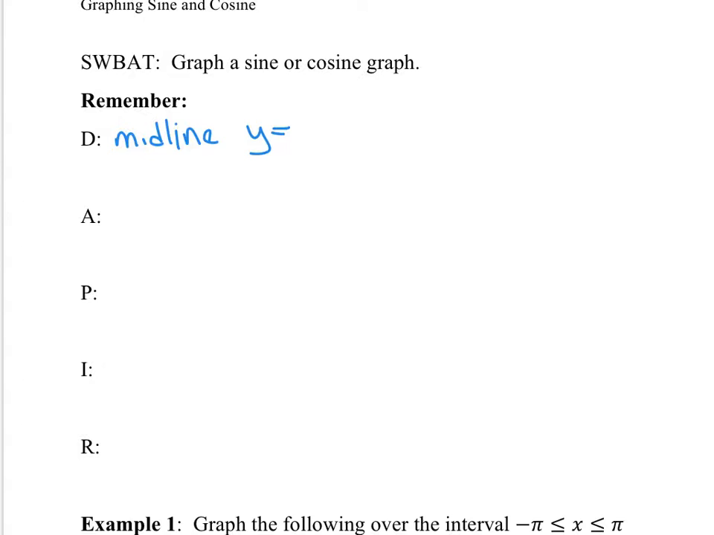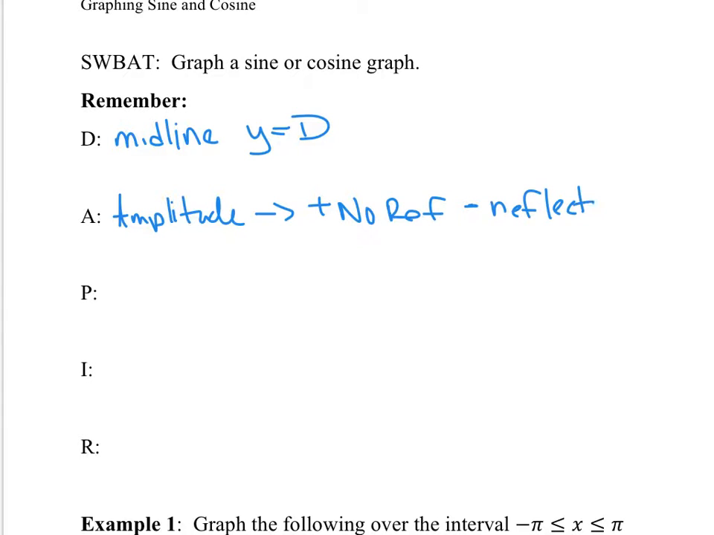And y equals whatever D was, and that makes your midline. The A is your amplitude. That means how high or low it gets, right? And then the amplitude also tells you if it's positive, then there's no reflection. And if it's negative, there is a reflection. So here, with no reflection, cosine starts at the max, and sine starts at the midline and goes up.